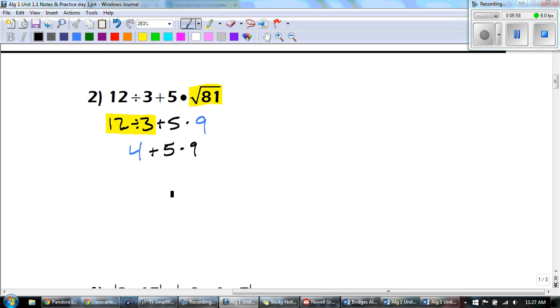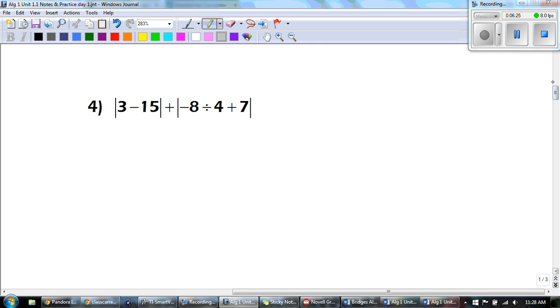plus 5 times 9. I do multiplication before addition. 5 times 9 is 45. And then my final answer, 4 plus 45 is 49. This stuff is starting to come back, hopefully jogging those memories.